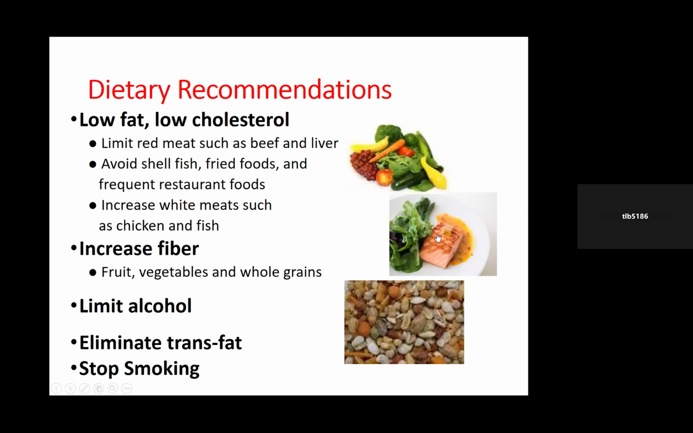We want to eliminate fried foods and frequent restaurant foods from our diet because they all contain excessive amounts of fats, salts, and sugars. We want to increase our white meat, such as chicken and fish. We want to include and increase our fiber by having fresh fruits and vegetables and whole grains.